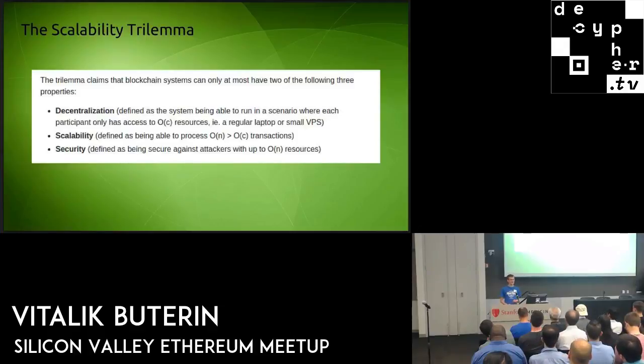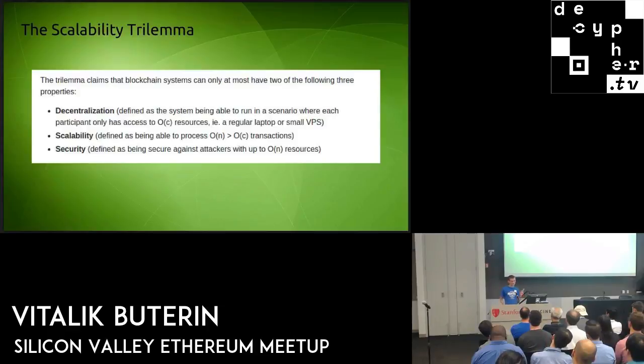Scalability, defined as being able to process more transactions than a laptop can process. So in this case, O(n) in computer science notation, O(n) greater than O(c). And security, being secure against attackers with up to O(n) resources. The best way to interpret this is being secure against attackers that have up to some fixed percentage of the network. So you have 51% for a naive proof of work attack, or you have 34% to break asynchronous Byzantine fault-tolerant consensus. You have 0 to 34%, or 25% with the fix, for selfish mining attacks, and so on and so forth.